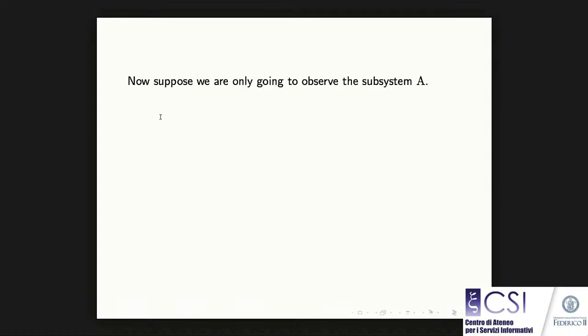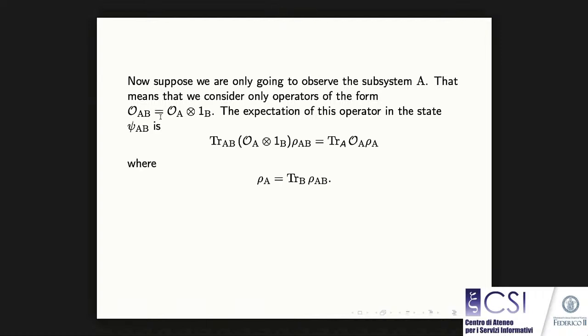Now suppose we're only going to observe the subsystem A. That means we consider only operators of the form OA tensored with the identity on system B. So now the expectation value of the operator in the state psi AB is still given by a trace. And the trace means a sum over all states of the AB system, which means a sum over all states of the A system and also a sum over all states of the B system. But because the operator on B is just the identity, the sum over the states of the B system is trivial, and we can do it more or less explicitly to get what I'll call rho A, which we get by summing rho AB over all states of the B system.